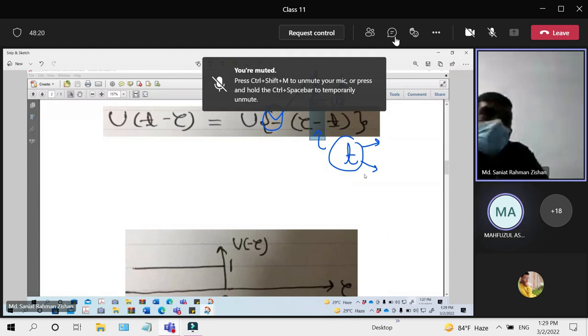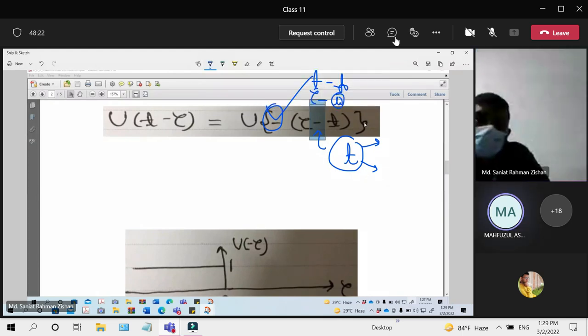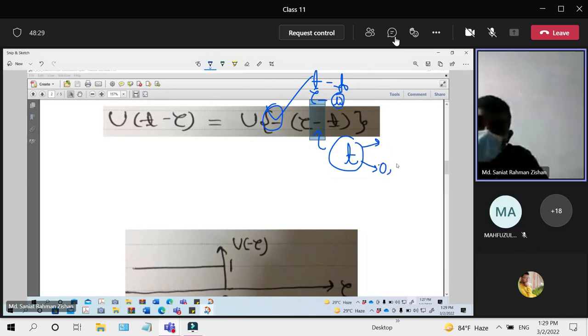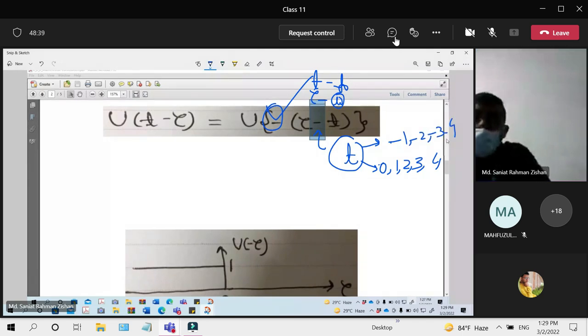This shifting, what can be the value, from minus infinity to plus infinity? Any value is possible, right? So if I say t can be 0, 1, 2, 3, 4, that is right. If I say minus 1, minus 2, minus 3, minus 4, that is also right, because t can be anything.